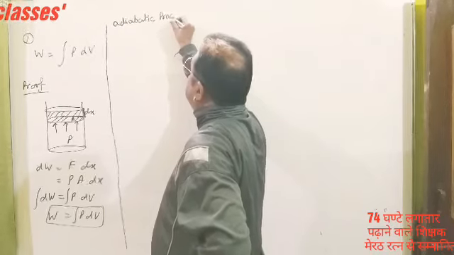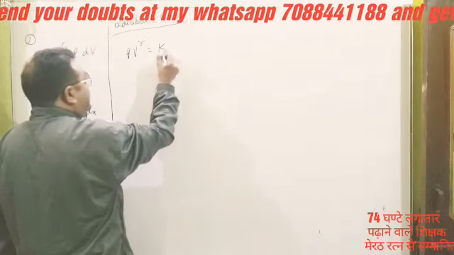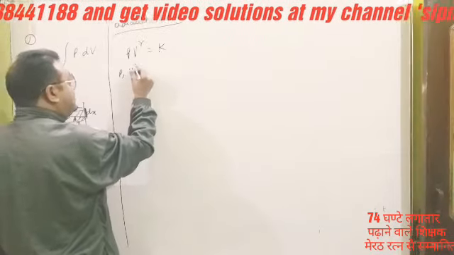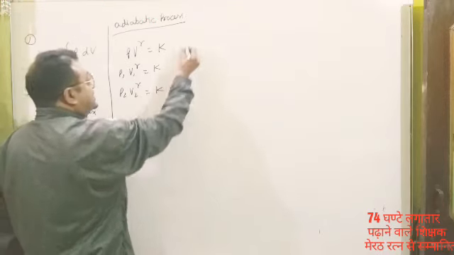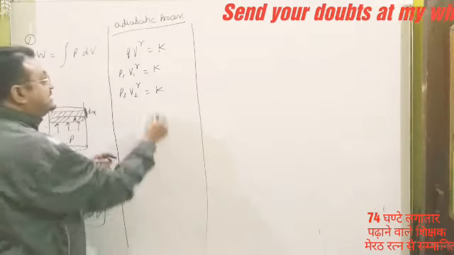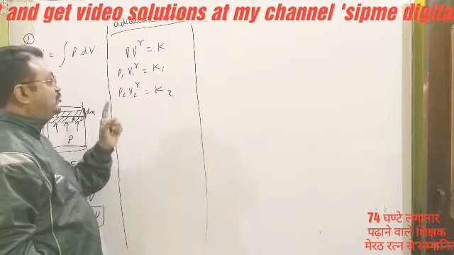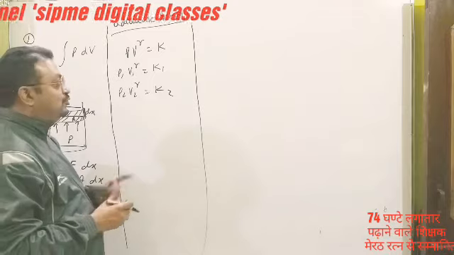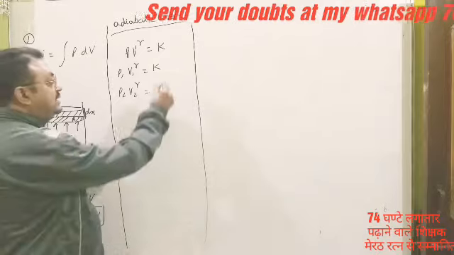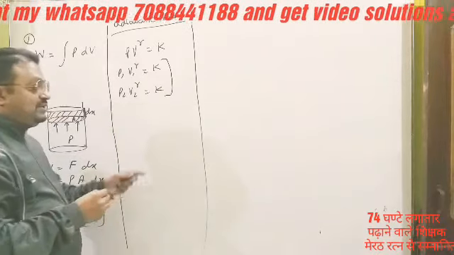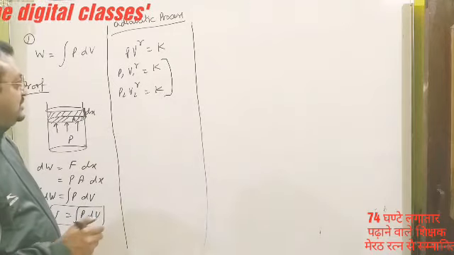Adiabatic process. In adiabatic process, PV raised to power gamma is equal to constant. Suppose I put P1 V1, then it is K. I put P2 V2, that is equal to K. But suppose someone writes it is K1, it is K2, that means it is not a constant. Suppose P1 V1 raised to power gamma has a different value, P2 V2 raised to power gamma has a different value, that means it is not going to be constant. So it is K, it is K. Why am I telling this? Because whenever we are going to solve this derivation, we have to use these two equations.